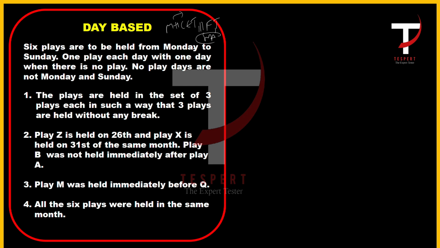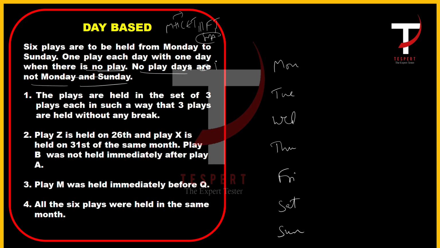Six plays are to be held from Monday to Sunday. So Monday, Tuesday, Wednesday, Thursday, Friday, Saturday and Sunday. We have 7 days, but 6 plays are to be held, one play each day, with one day when there is no play. The no play day is not Monday or Sunday. So here no play doesn't come, because Monday is a play day, and Sunday also is a play day.